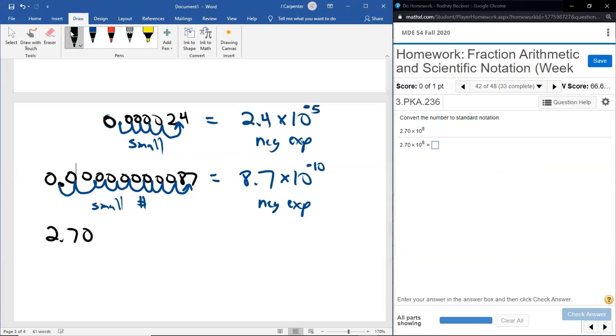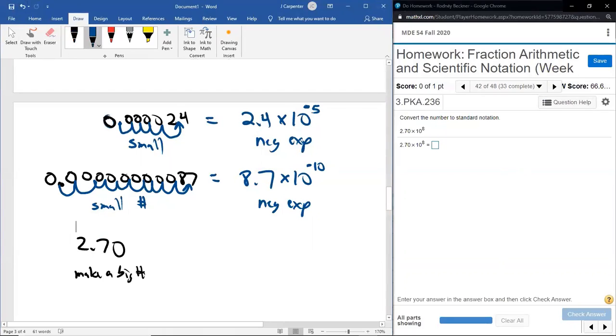So we got 2.70 times 10 to the 8th. So I'm just going to write the 2.70 part. Now we're trying to make a regular old number, so no more times 10 with an exponent. So now we've got to look at the exponent and say that's a positive exponent. So a positive exponent means we should be making a big number. If that was a negative 8, we'd want to make a small number. Now that tells me which way to move it.